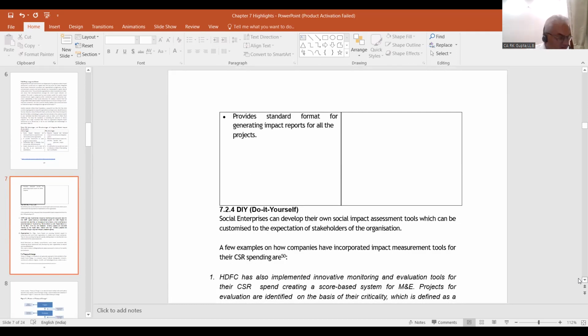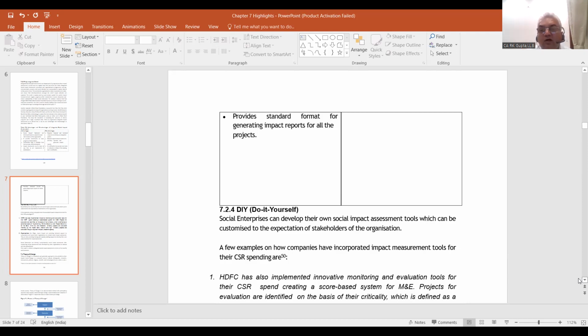And another advantage is that it provides standard format for generating impact reports for all the projects. So these are the 3 models: outsourcing, partnership, integrated model. Then do it yourself. What is the DIY? Social enterprises can develop their own social impact assessment tools, which can be customized to the expectations of stakeholders of the organization.